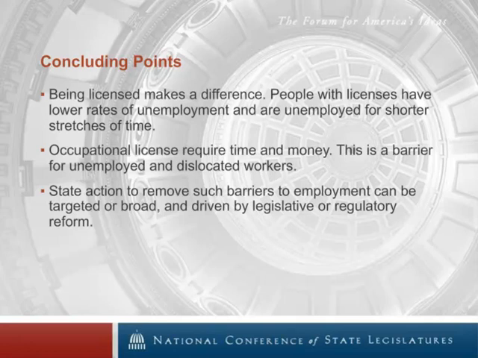So the concluding points you want to remember from this particular population group are, first, that being licensed makes a difference. People with licenses have lower rates of unemployment and are unemployed for shorter stretches of time. The second point is that occupational licenses require time and money, and this can be a barrier for unemployed and dislocated workers who are short on either time or money. And lastly, state action to remove such barriers to employment can be targeted or broad, and it can be driven by legislation or regulatory reform.